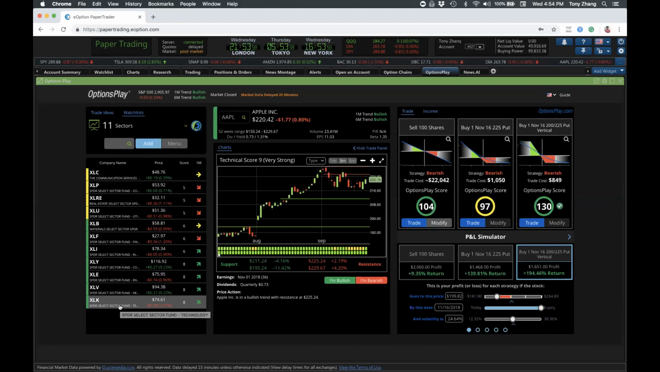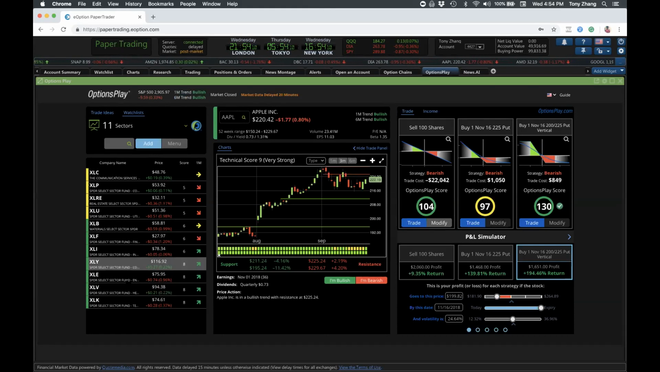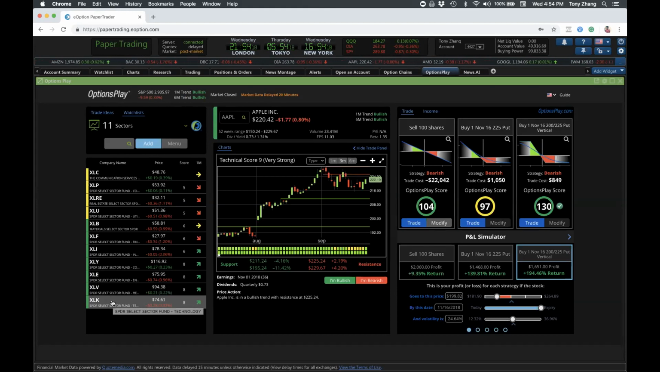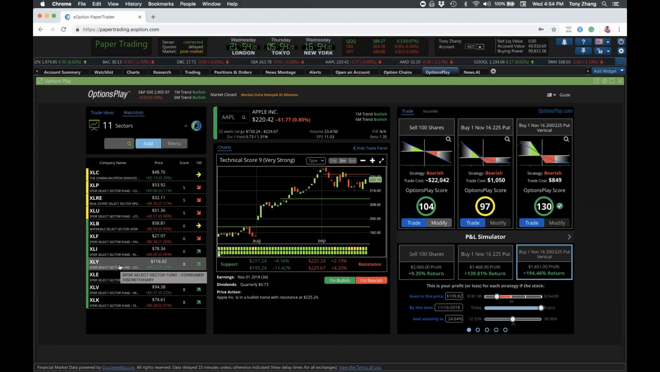So if the markets are bullish, as you can see, the 1-month and 6-month trend on the S&P 500 is bullish. So I'm looking for bullish opportunities. And if I'm looking for bullish opportunities, I would focus my attention on consumer discretionary, energy, healthcare, and technology. So these are the sectors that I would pay attention to.